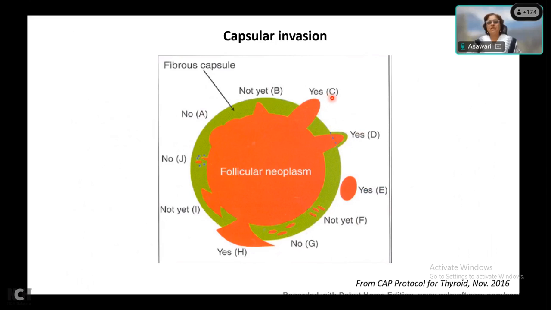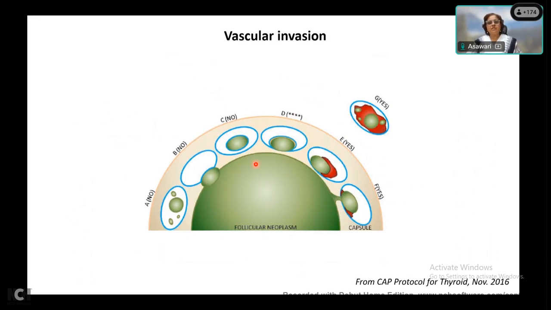So whatever you see, C, D, E, H, these are all examples of capsular invasion. Similarly, for vascular invasion, again, you have to look for the vascular invasion in the capsule or outside the capsule like this. The tumor directly budding out is not just a vascular invasion. You have to see the endothelial cells with tumor attached to the vascular wall.